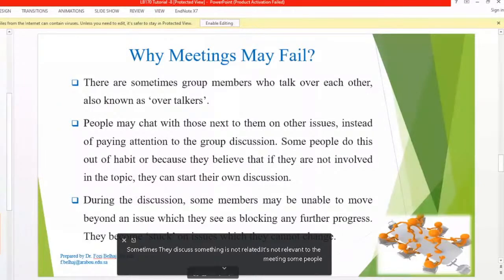Some people do this out of habit because they believe that if they are not involved in the topic, they can start their own discussion. Some people, sometimes the meetings fail. You know why? Because some people change the whole discussion. They go far away from the main topic.